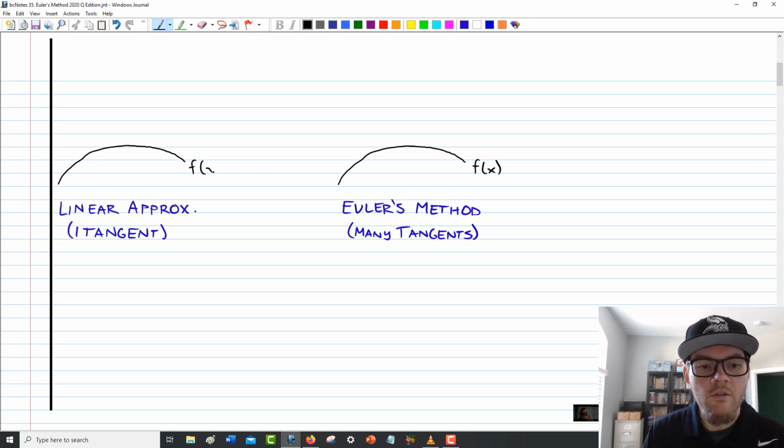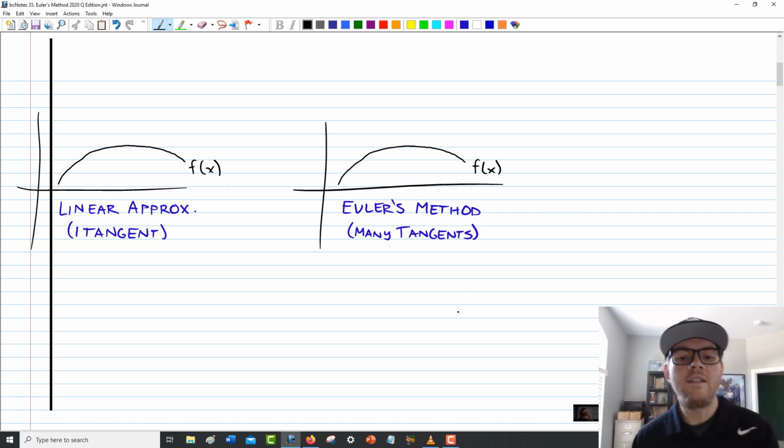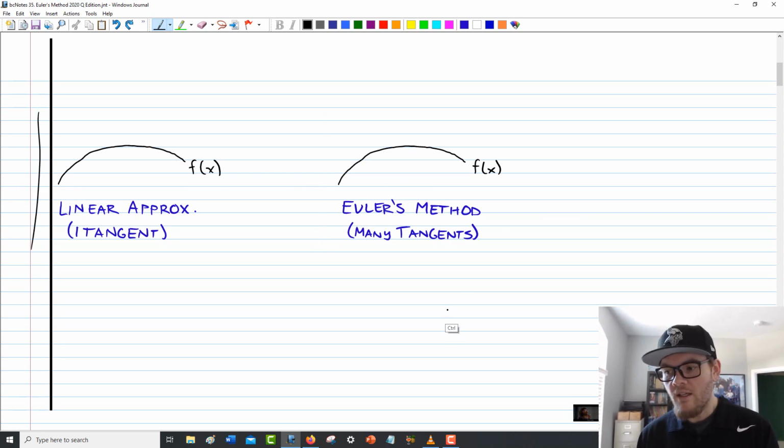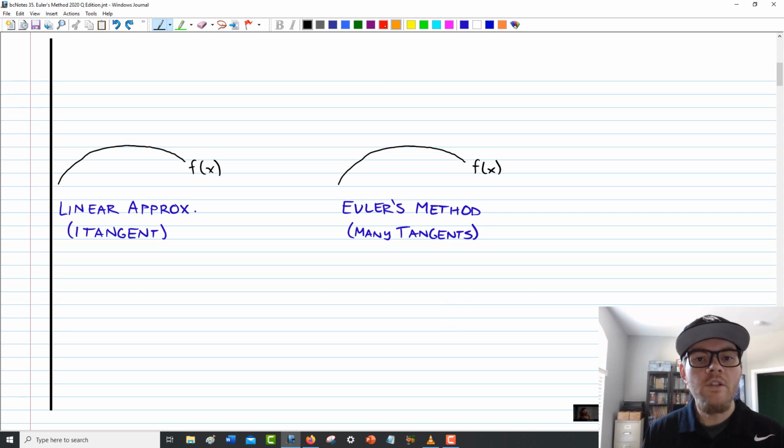So we're looking at values of f of x. Maybe the graph's right over here, who knows? That's not my goal. So the idea is, with f of x, what we just said is that we can approximate values of f of x by using the tangent line.